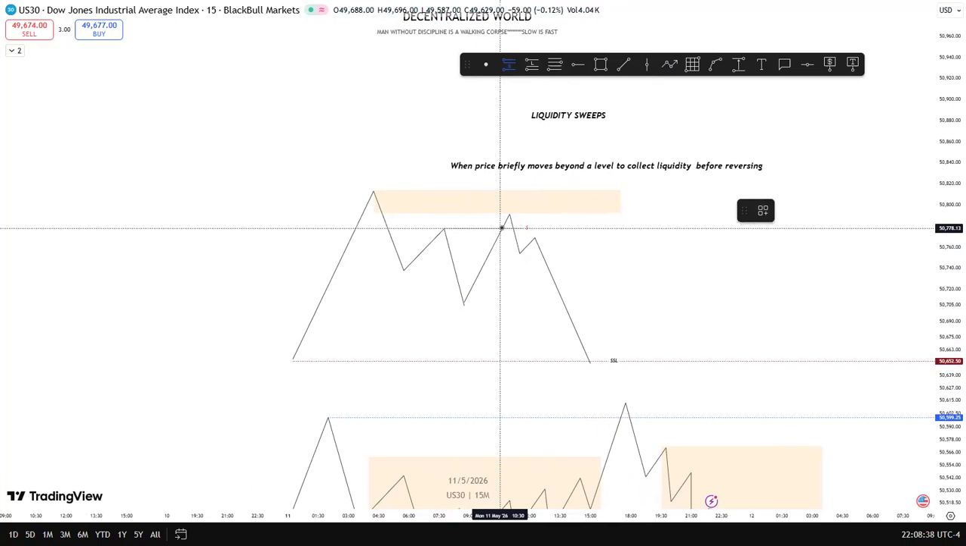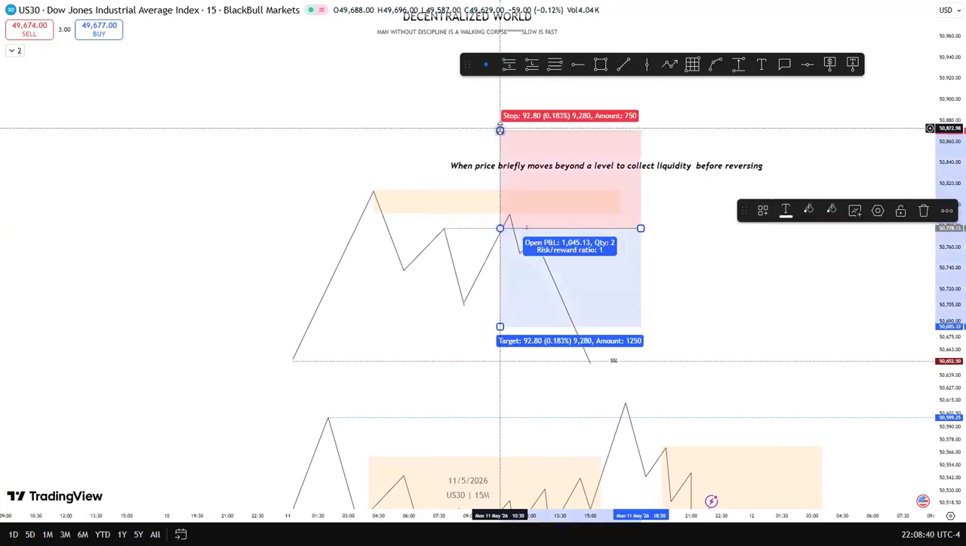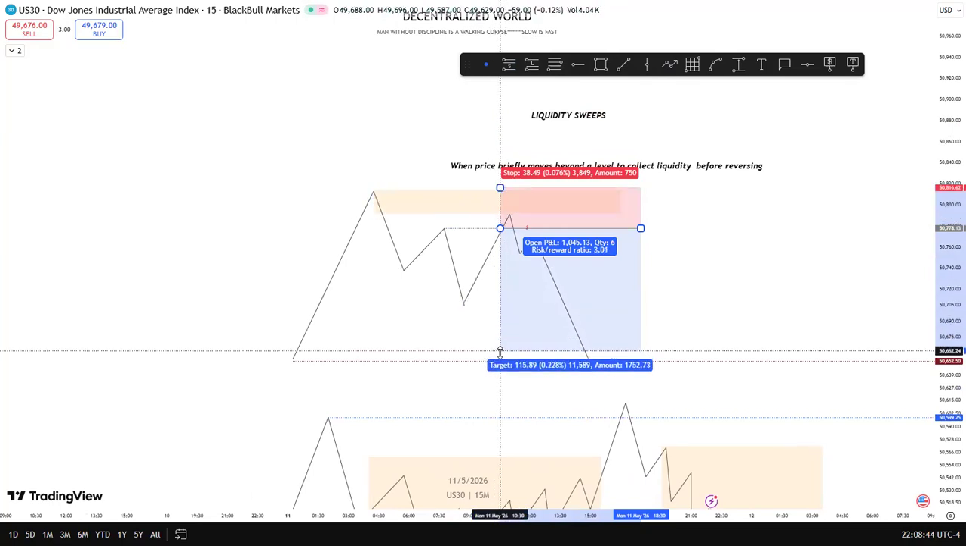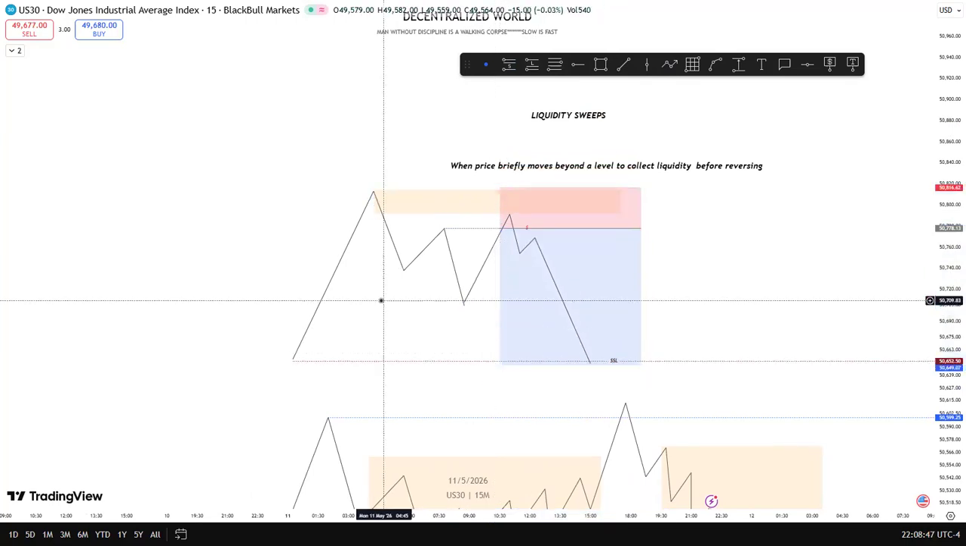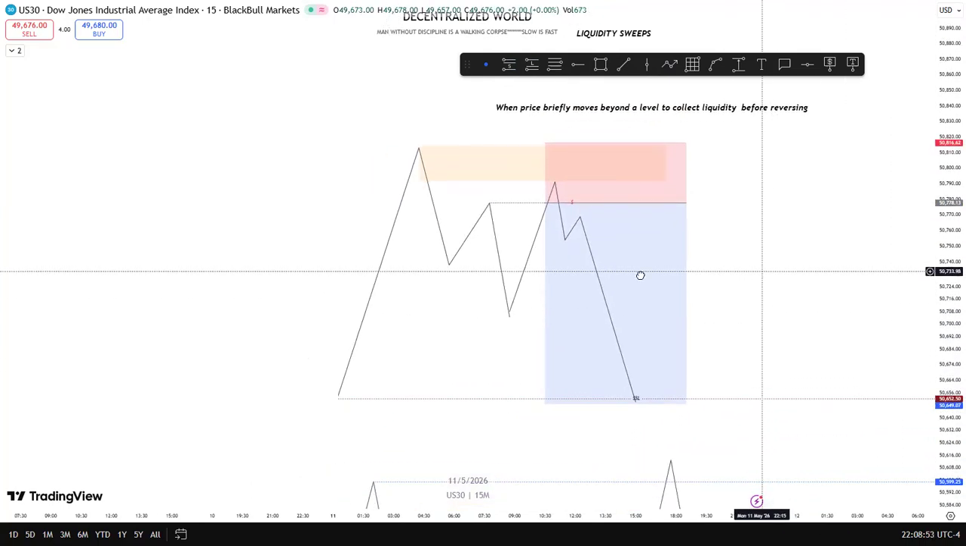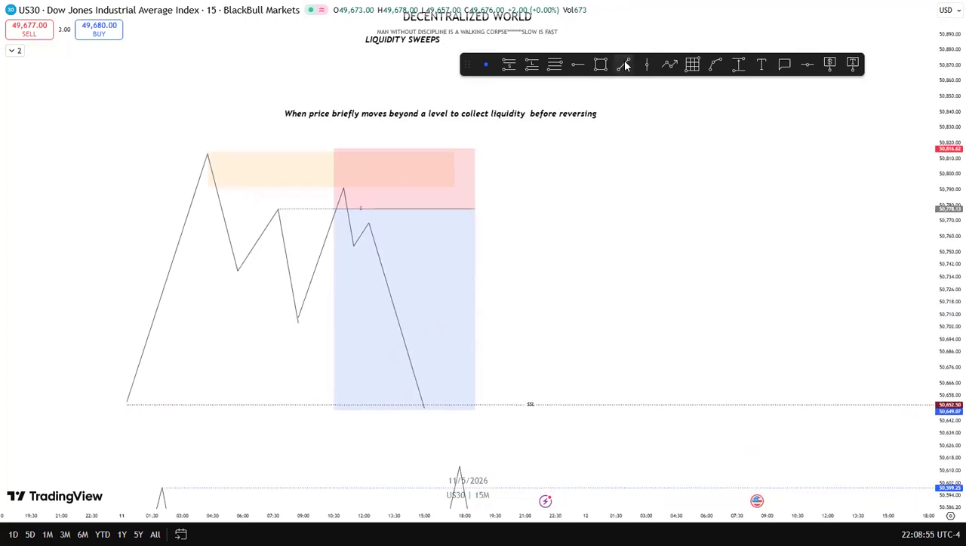So that's the reason why people tend to have their stops above a previous high or previous low, targeting the external range liquidity. That is basically how it works, right? So that's it for liquidity sweep. This occurs when the bias is bearish as well as bullish. This is a bearish scenario.